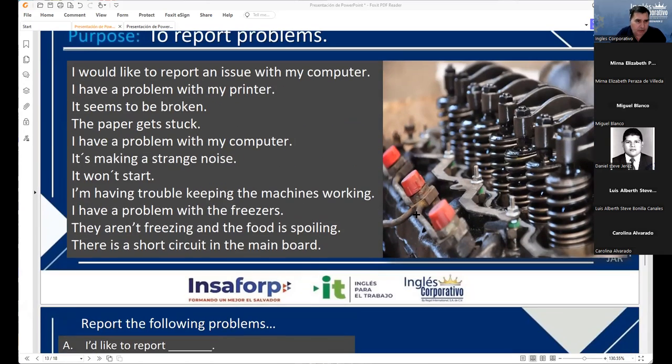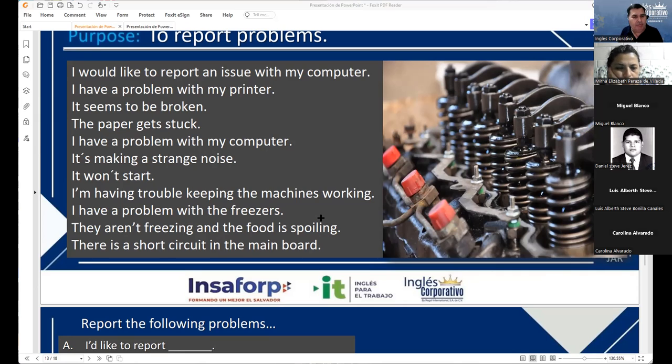Now, I repeat, I would like to report an issue with my computer. I have a problem with my printer. It seems to be broken. The paper gets stuck. I have a problem with my computer. It's making a strange noise. It won't start. I'm having trouble keeping machines working.